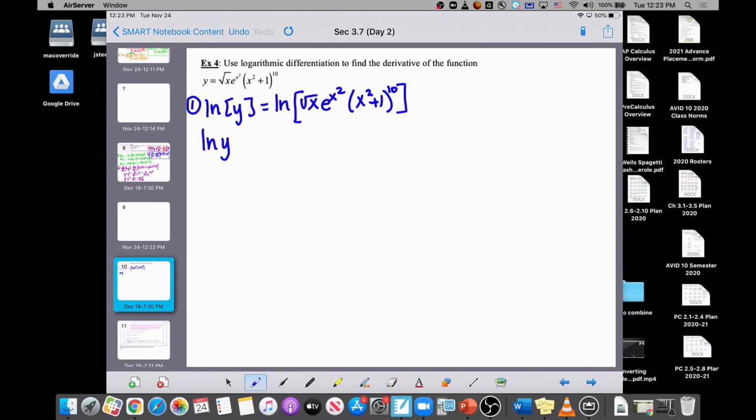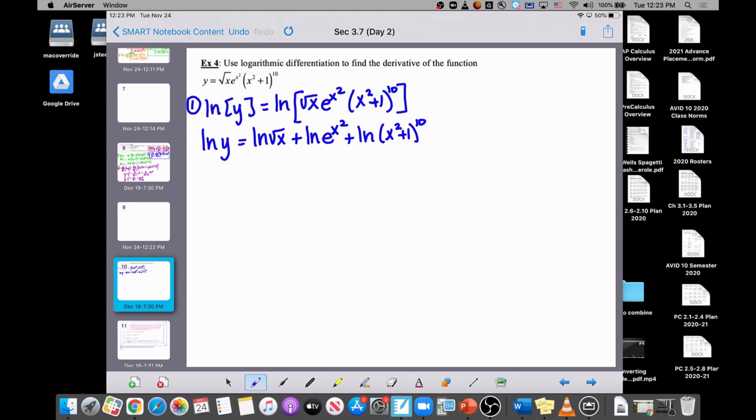All right, and again, I'm going to use the laws of logarithms to simplify this. So this is going to be natural log y is equal to, now all that stuff is being multiplied together, so I can split it apart into addition of individual logs. So this will be natural log of square root of x plus natural log of e to the x squared plus natural log of x squared plus 1 to the 10th power.